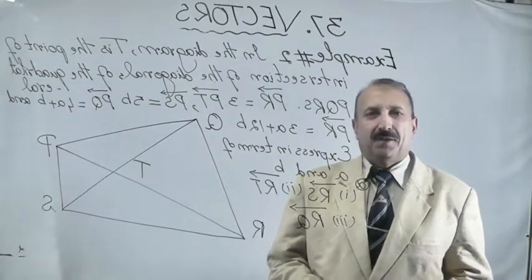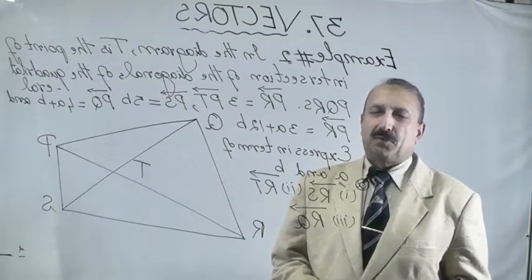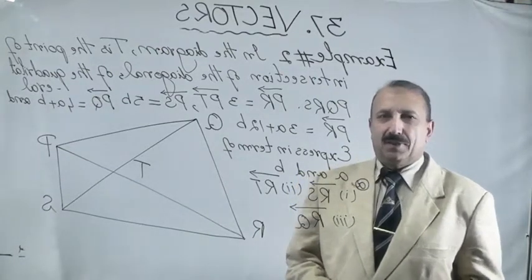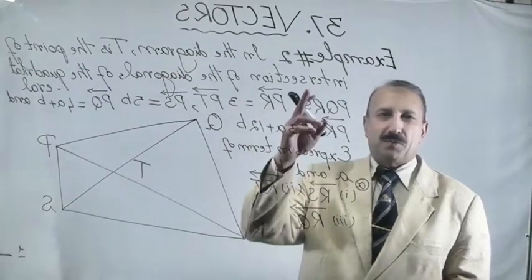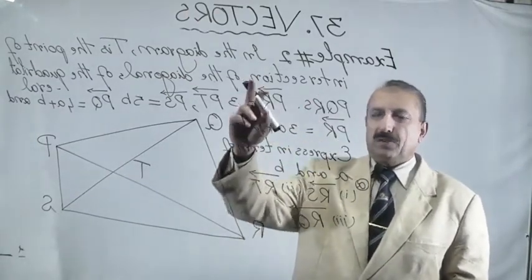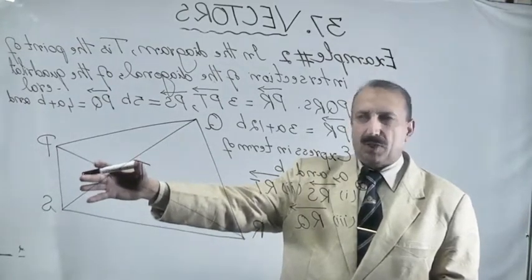Bismillahirrahmanirrahim. My dear students, let's have one more example about the general form of vectors. Here is example number 2. In the diagram, this is a quadrilateral PQR.